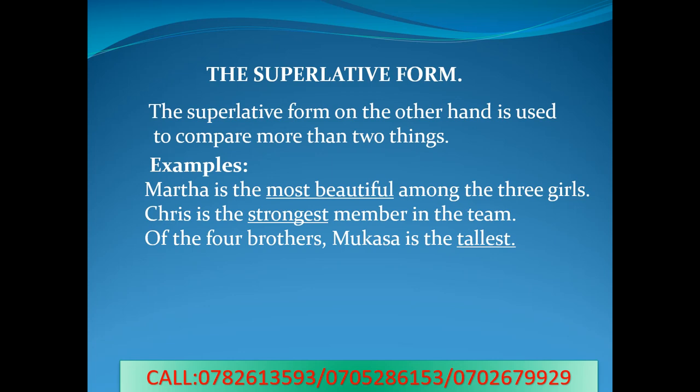That's why we have these examples. Martha is the most beautiful among the 3 girls. Chris is the strongest member in the team. Of the 4 brothers, Mukasa is the tallest. We look at the super or the best of the things that are being compared.